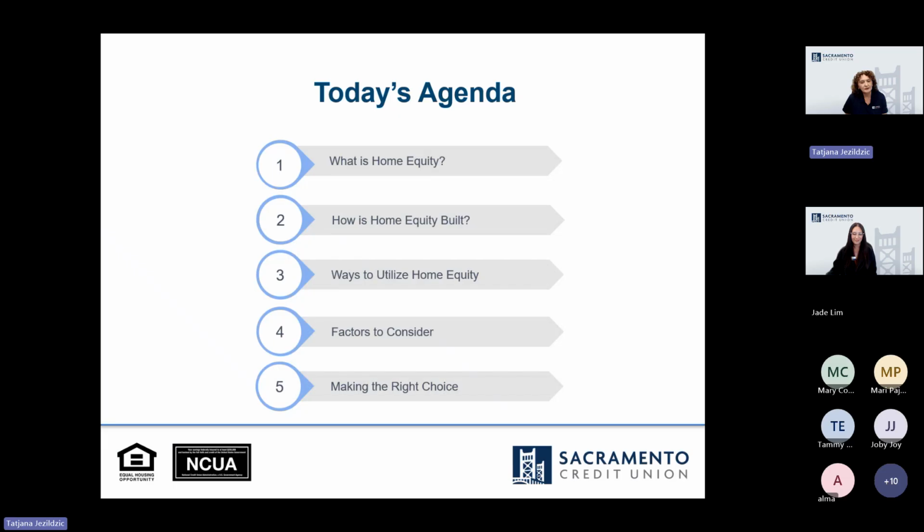Okay, so on today's agenda, we're going to go over how to build your home equity, how home equity is calculated, and things to consider to make the right choice, because not everybody has the same situation and everybody has different choices to make.